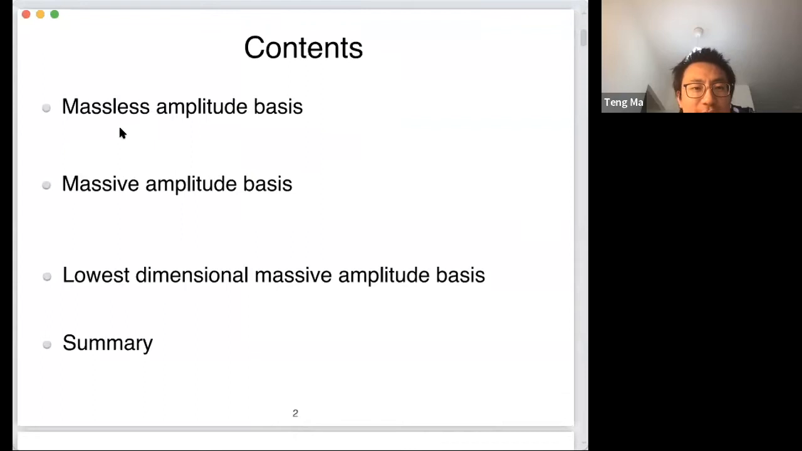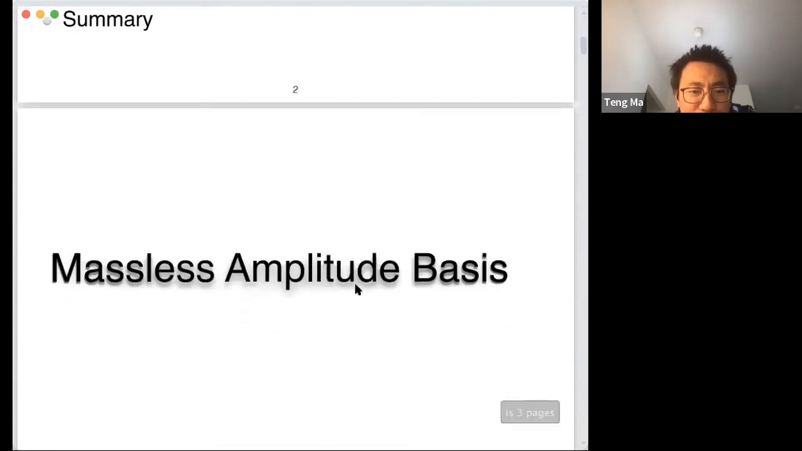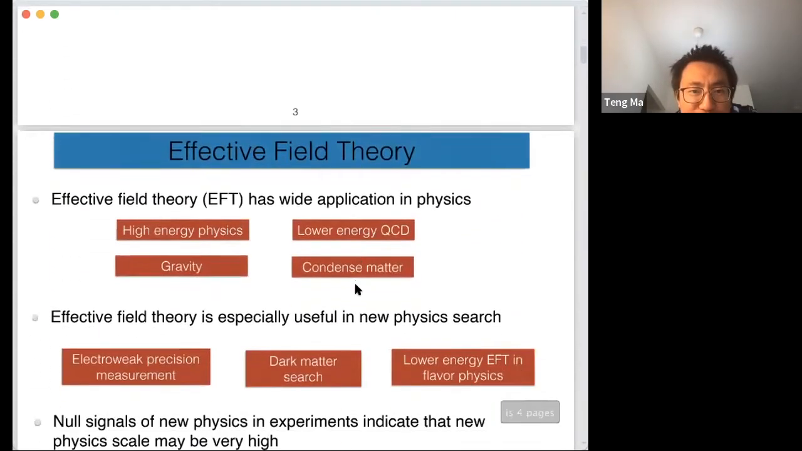In my talk, I will first discuss the massless amplitude basis and then discuss the massive amplitude basis. And finally, I will discuss how to use the massive amplitude basis to construct the lowest dimension massive amplitude basis that can directly map to the physical operator basis. So, the massless amplitude basis.